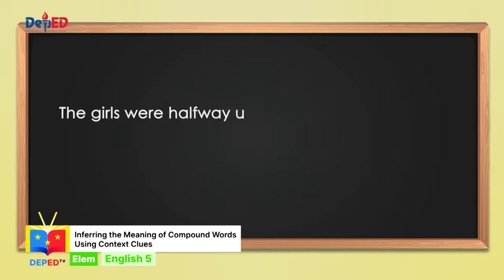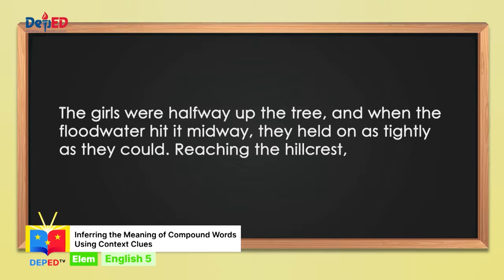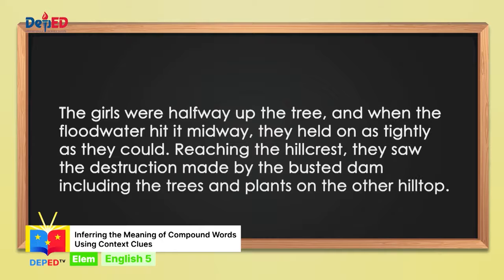The girls were halfway up the tree, and when the flood water hit it midway, they held on as tightly as they could. Reaching the hill crest, they saw the destruction made by the busted dam, including the trees and plants on the other hilltop. Identify the 5 compound words used in the paragraph. Write your answers in your notebook.